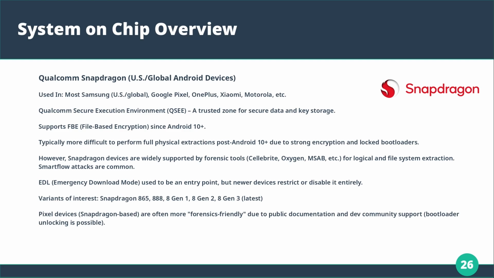That said, they remain well supported in general by commercial tools like Cellebrite, Oxygen, etc. for logical and file system acquisitions, particularly if USB debugging is enabled, as we will later also see. In forensic contexts, Smartflow attacks may sometimes be used for exploitation, and Emergency Download Mode, a special mode that we are going to also study, provides an entry point. But on newer devices, it's either disabled or heavily restricted.